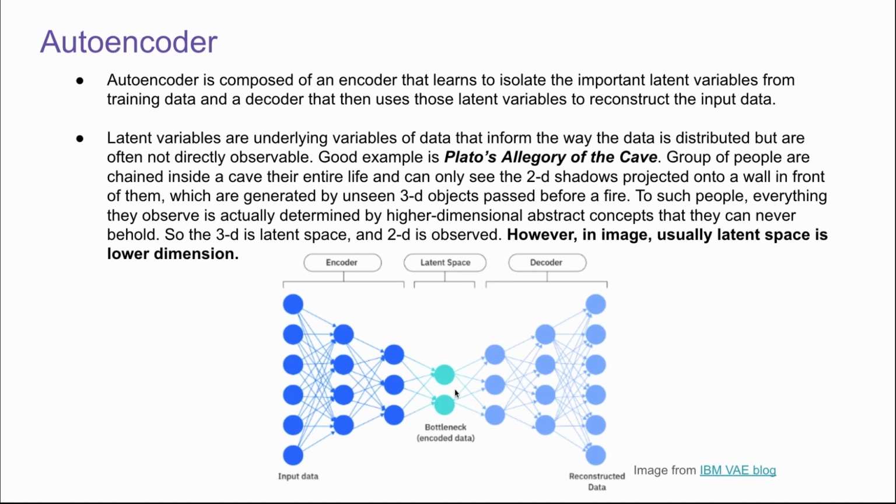A good example is Plato's allegory of the cave. There's a group of people chained inside a cave their entire life who can only see 2D shadows projected on the wall in front of them. Those shadows are generated by unseen 3D objects passed before a fire. To such people, everything they observe is actually determined by higher-dimensional abstract concepts that they can never understand. In this case, the 3D is the latent space and the 2D is the observation. However, in generative image models, usually the latent space is lower dimensional.